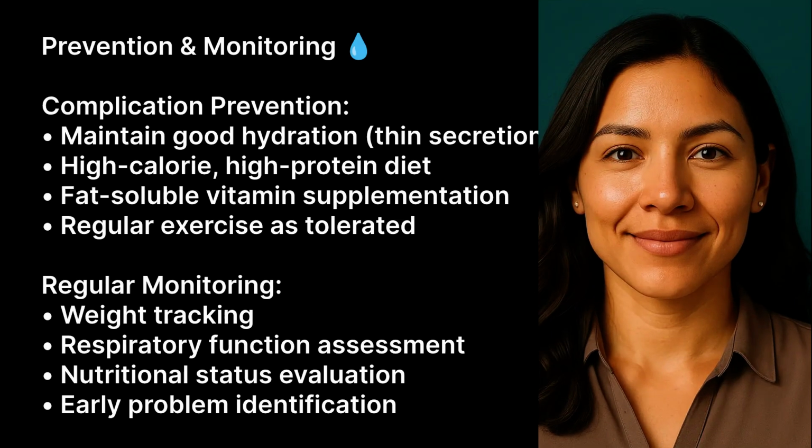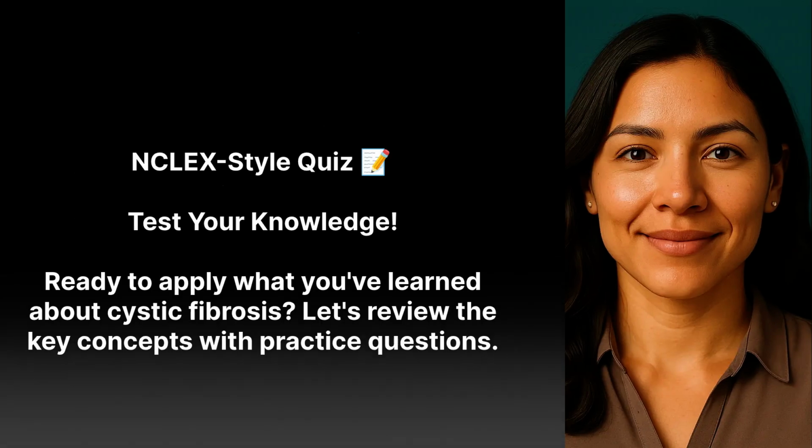Prevention of complications is a critical aspect of CF care. This includes maintaining good hydration to help thin secretions, following a high-calorie, high-protein diet supplemented with fat-soluble vitamins, and ensuring regular exercise as tolerated. Regular monitoring of weight, respiratory function, and nutritional status helps identify and address problems early, potentially preventing more serious complications. All right, let's see what you've learned.